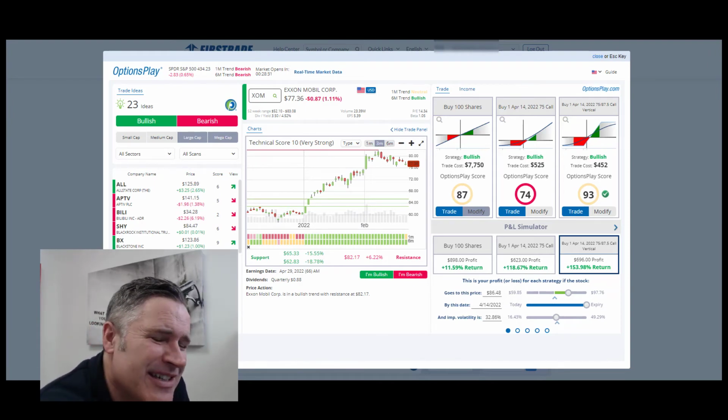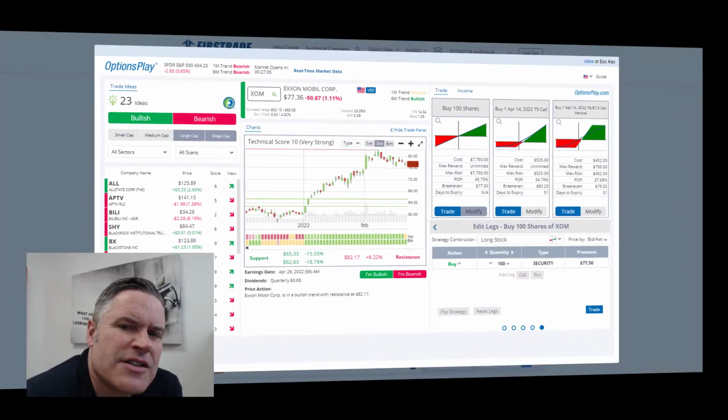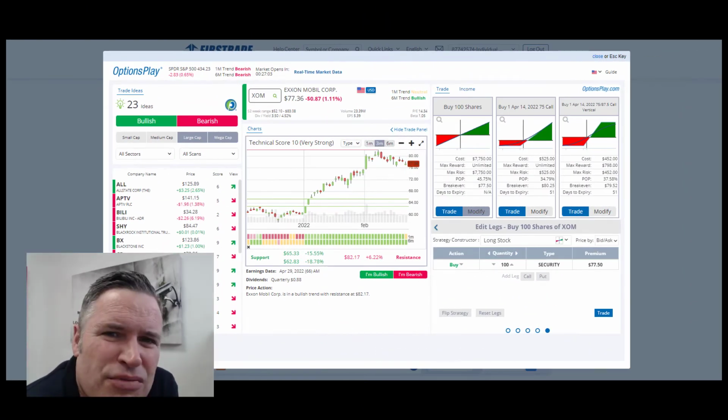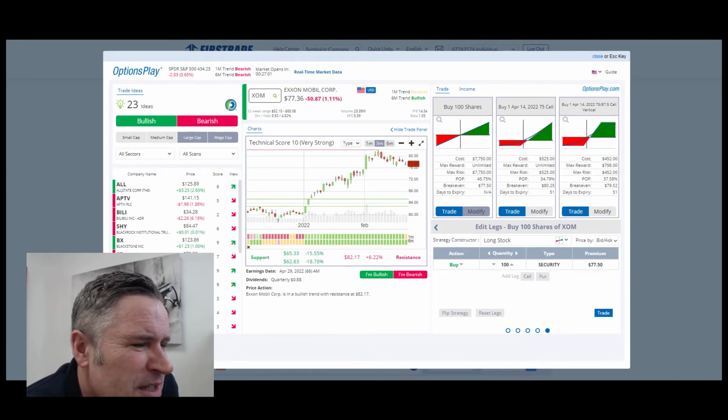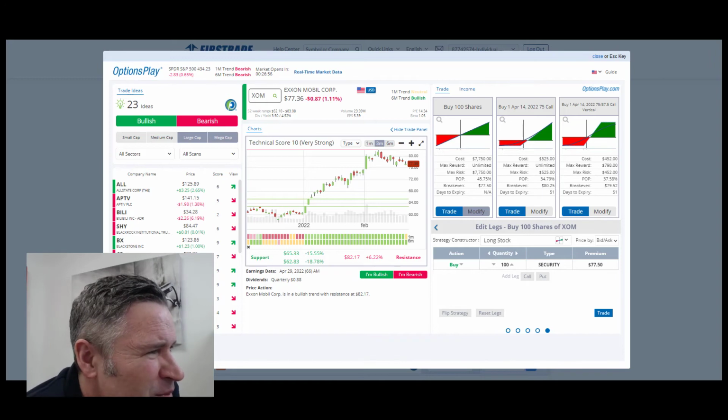So this is why you need to understand and learn about delta and the nuances of options trading to help you create a typical trading strategy and trade. So this is where having a good broker with the tools, especially if you're new to options trading, can help you out. Now here we are with our ExxonMobil idea.